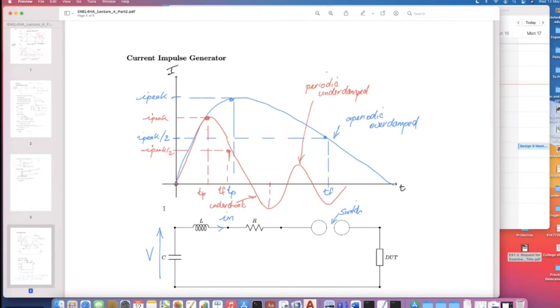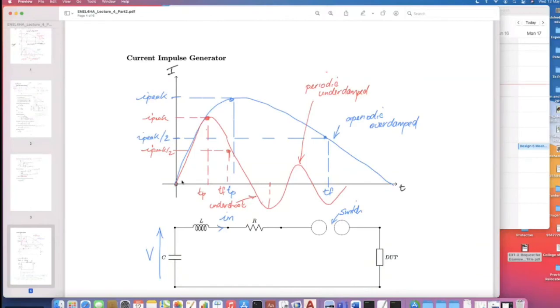Right, we're going to start the current impulse generator, and then we're going to go through it a little bit more on Friday. I'll also have a video uploaded for you later today, I hope.